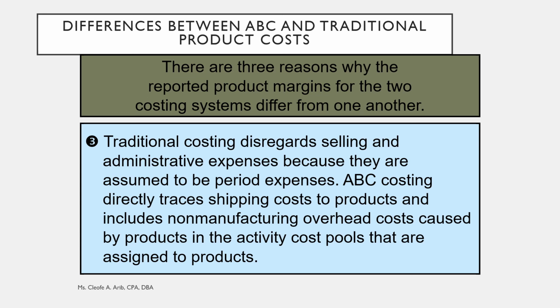The third reason the product margins differ between the two cost systems is that the ABC system assigns the non-manufacturing overhead costs caused by products to those products on a cause-and-effect basis. Your traditional cost system disregards these costs because they are classified as period costs. The ABC system directly traces shipping costs to products and includes the non-manufacturing overhead costs caused by products in the activity cost pools that are assigned to products.